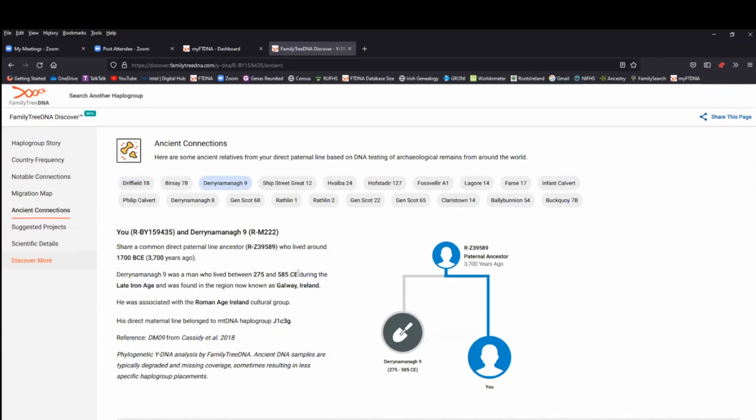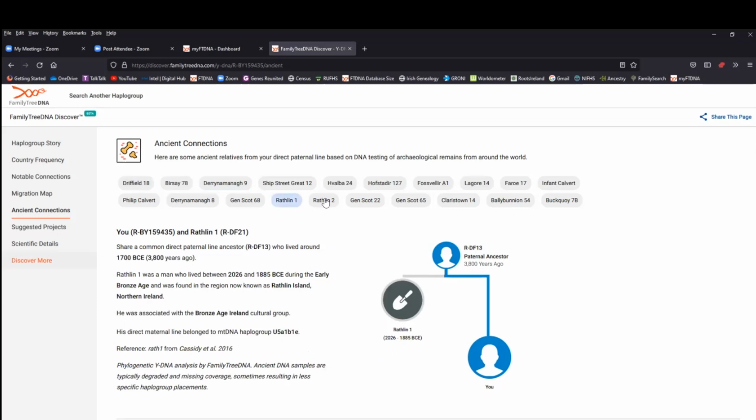And there's somebody who was found in Galway, and they lived between 275 and 585. So they were in the Roman age, and they are related to me through a paternal ancestor who lived about 3,700 years ago. There's the two bodies that were found in Rathlin Island. They've been processed as well. So again, you can have a look at them. And this is telling you how far back in time your common ancestor would have lived. So there's a lot of information coming in there too.